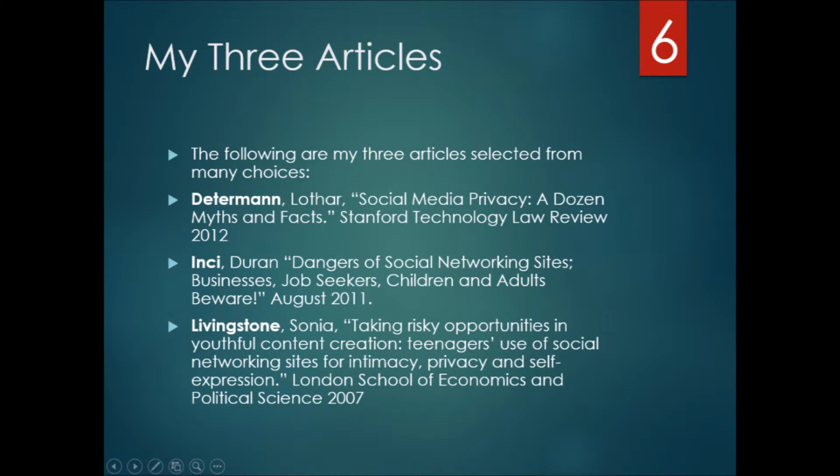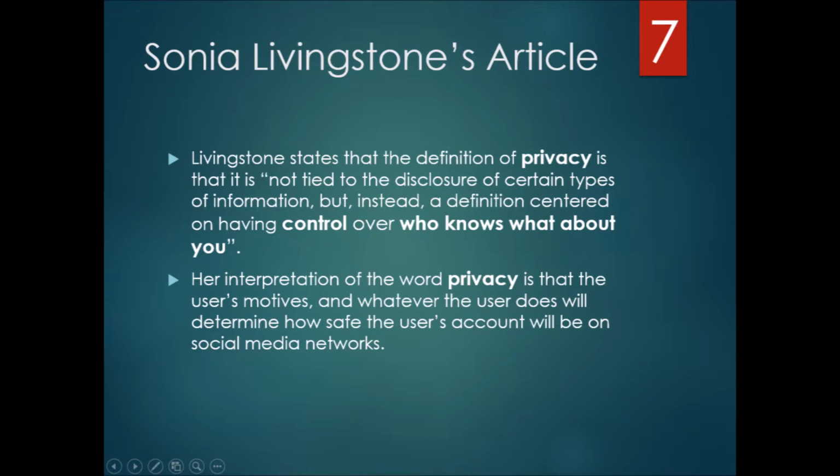So, moving on, these were my 3 articles I found from the internet, and I'm just going to jump straight into the first one. Note that this is basically my works cited here. Okay, first, we will start off with Livingstone's article. In this article, it states that, in her view, the definition of privacy is not tied to the disclosure of certain types of information, but instead, a definition centered on having control over who knows what about you. So, basically, she thinks that it is not the network causing the privacy issues.